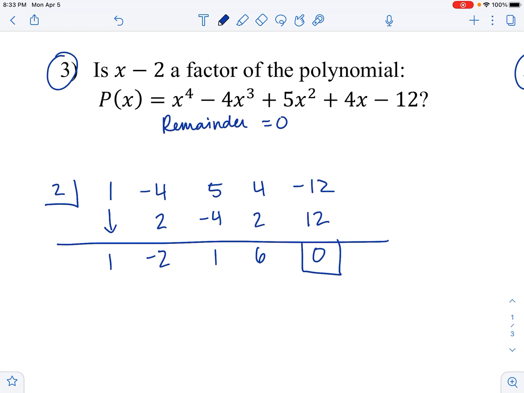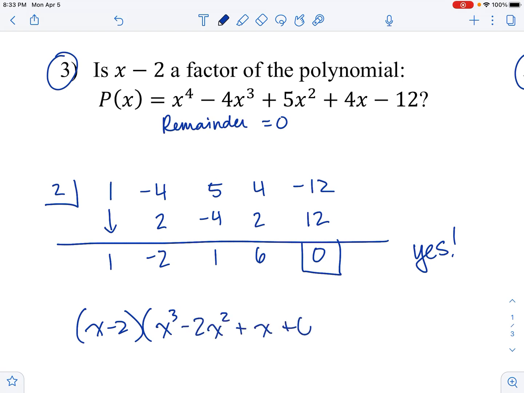What I could say, well, the answer to this question is yes, but I also could say that x minus 2 times x cubed minus 2x squared plus x plus 6 is equal to my original p of x. Were I to distribute that all out, it would in fact work. And we're going to see a little bit more of this as we move on in the chapter.